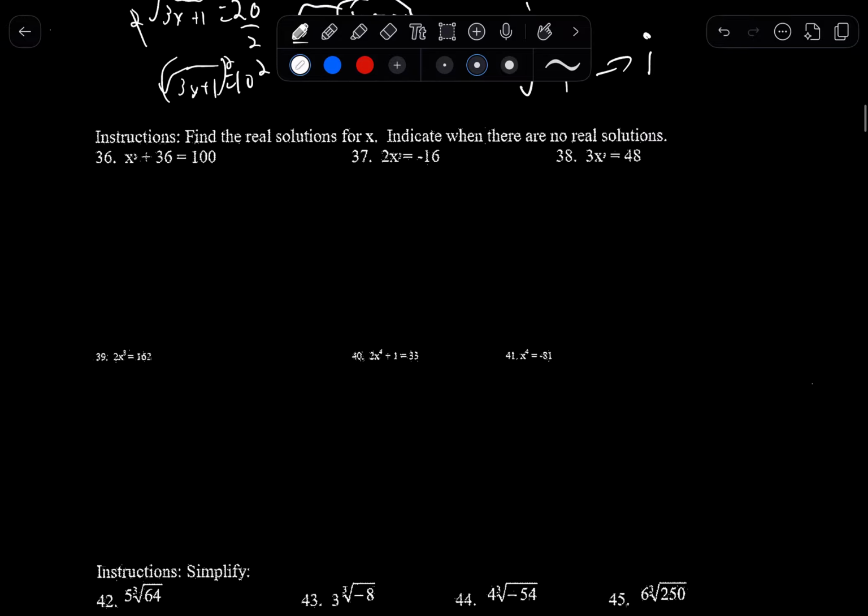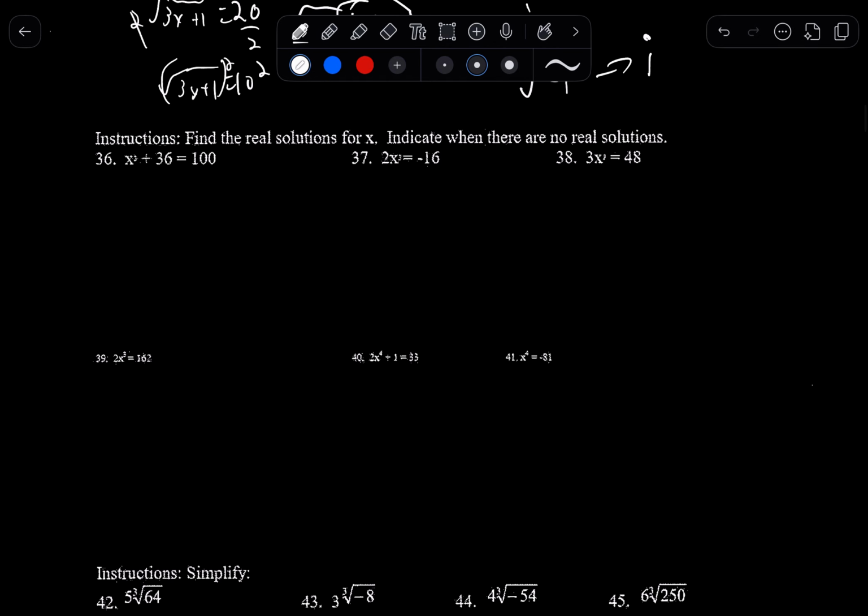All right, 36 now. x cubed plus 36 equals 100. Right off the bat, we want to get rid of this 36, so we do 100 minus 36, which is 64. Okay, x cubed equals 64. And now we're going to multiply each side by a third. Basically, we're dividing the exponent by 3.